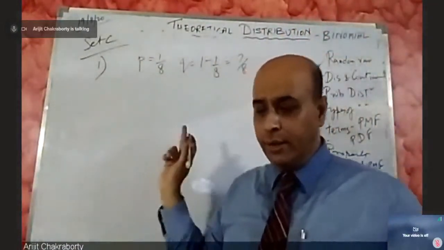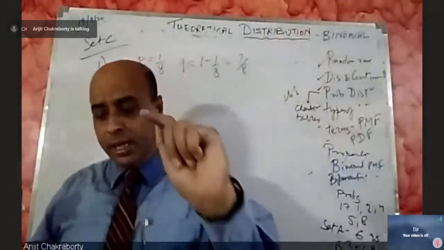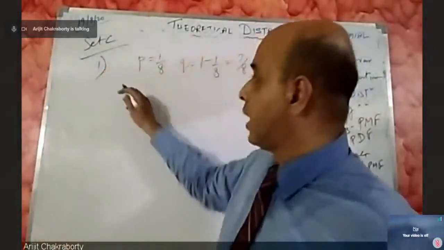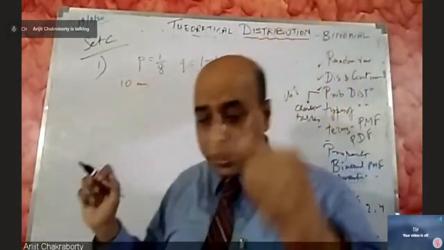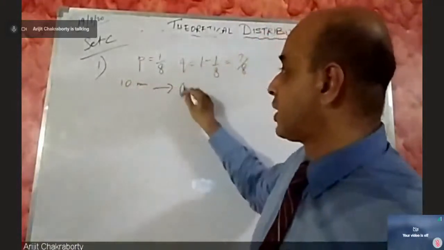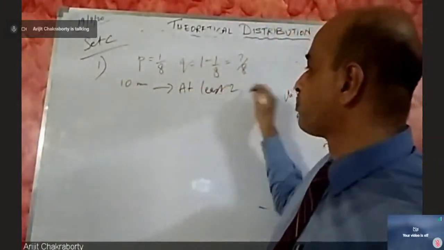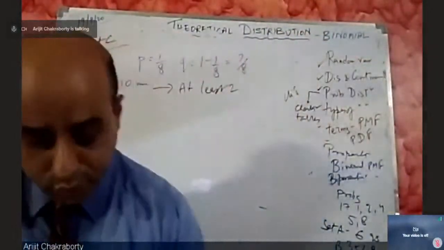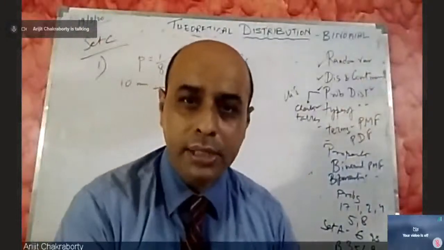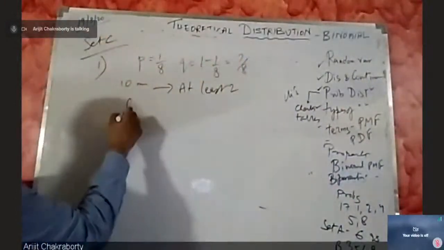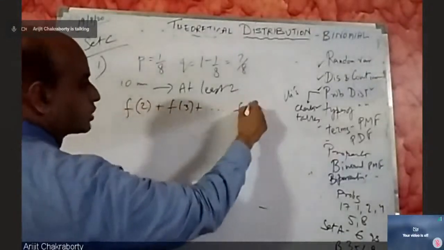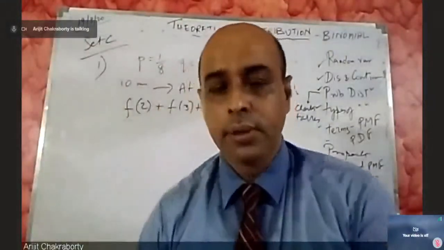Fine? Now, 10 missiles are fired. What is the probability that out of 10 missiles, at least 2 will hit the target? Please be very careful with at least 2. That means you have to find out function of 2 plus function of 3 plus so on till function of 10. But this will be a very tedious job. You will take a lot of time.